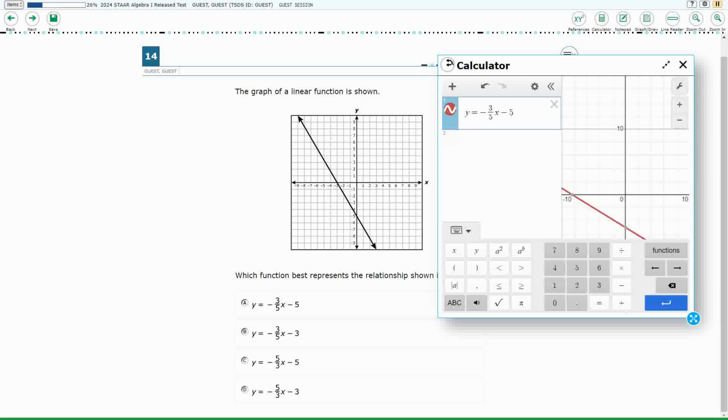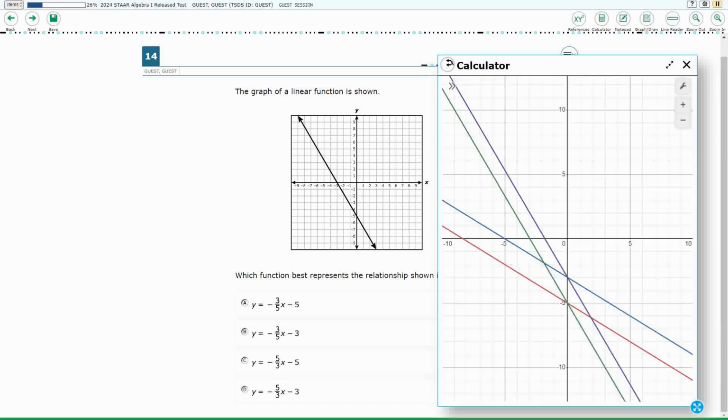Let's see. It at least has the right value there for the y-intercept, but it doesn't look like it's going to be steep enough in the slope. So now we've got y equals -3/5 x minus 3, which is going to be above there, and it's not going to be the right y-intercept. All right, so we are thinking it's going to be this third one. Let's look at that. And when we look at all of them, it is this green one, this third one, that is going to match. So our answer here is going to be C.